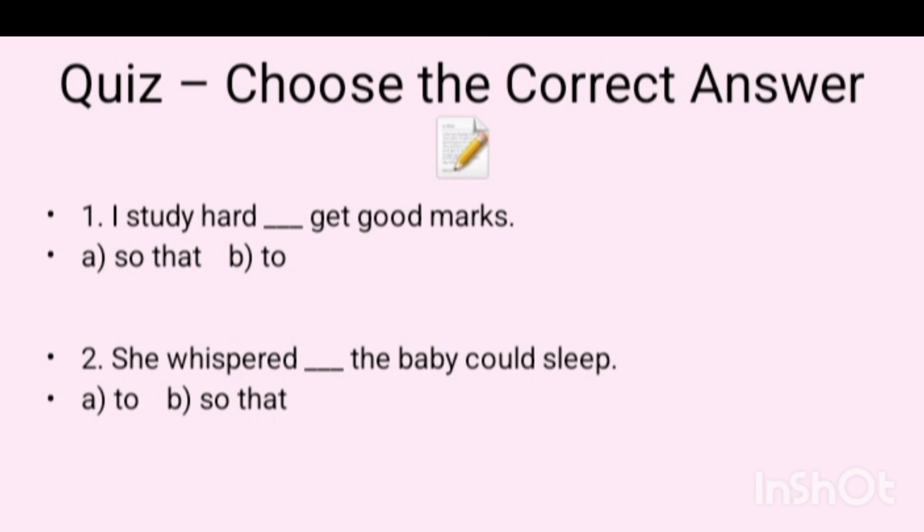So students, to conclude, always remember that we use to plus verb for the infinitive of purpose. We use so that plus sentence or in order to plus verb for linkers of purpose. Hope all of you have understood the lesson.